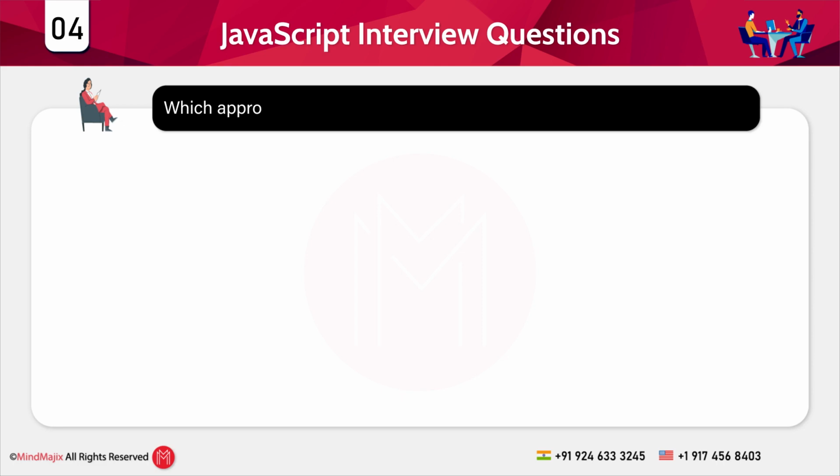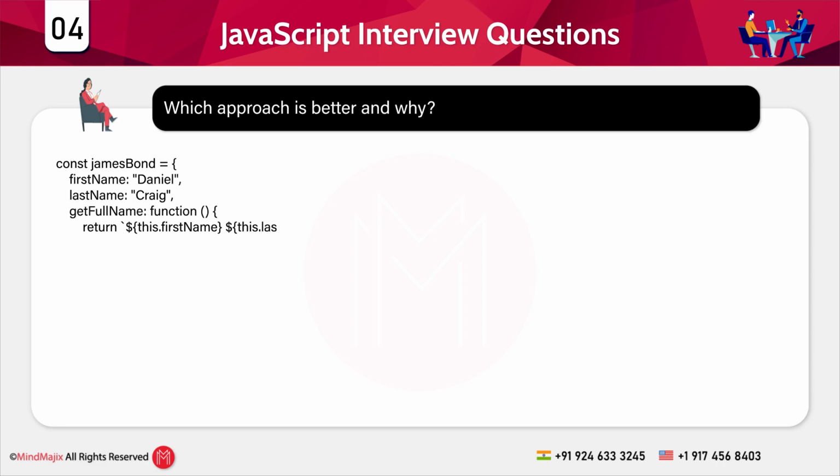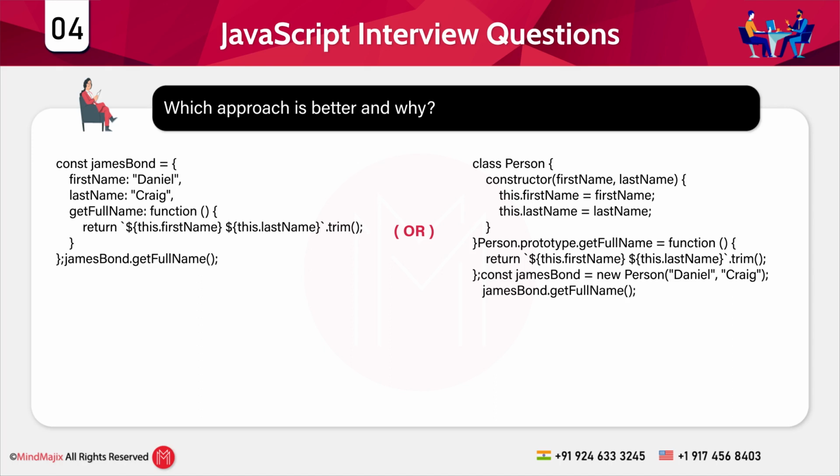Next, which approach is better and why? Const James Bond. In brackets, James Bond is the name of the object. Now the properties are first name Daniel, last name Craig, get full name. Then for the full name, a function is returned. It returns this.firstName and this.lastName, dot trim. After completing the object, James Bond, the object name, dot getFullName. So getFullName is a property of the James Bond object. So getFullName is called.